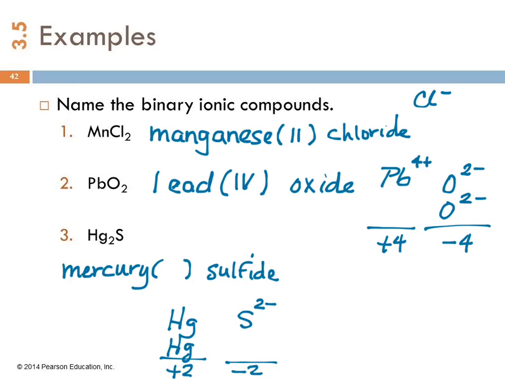So what should it be? Each of these would be +1, right? So that's mercury 1. Now mercury 1 is not written like this. It's Hg2 2+. It's that weird guy I told you about. But it worked out just fine here when we did it like that. Mercury 1 sulfide. Any questions?